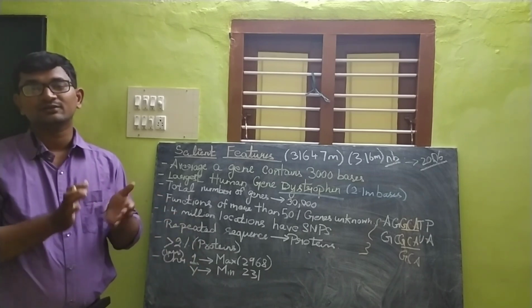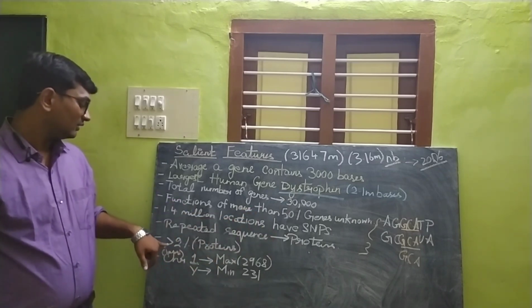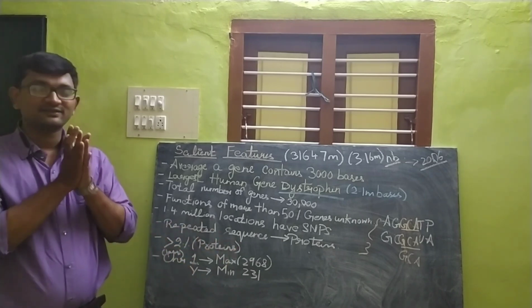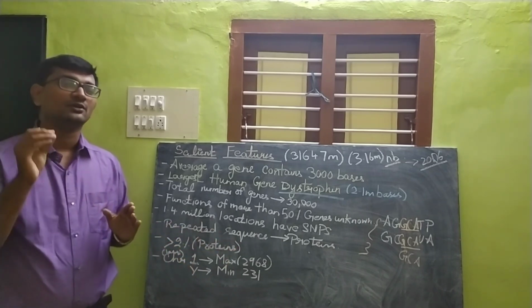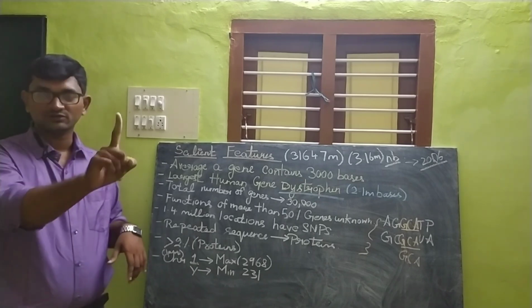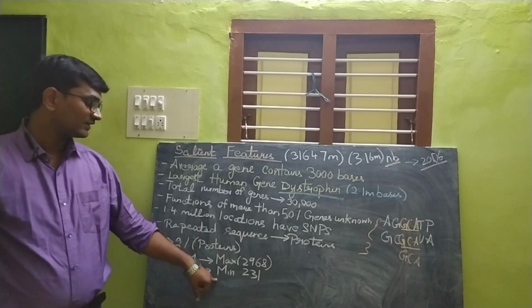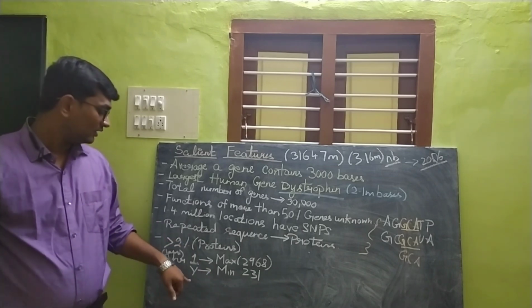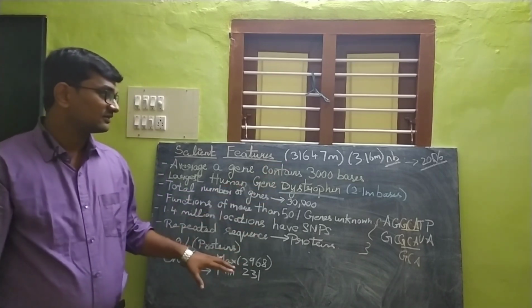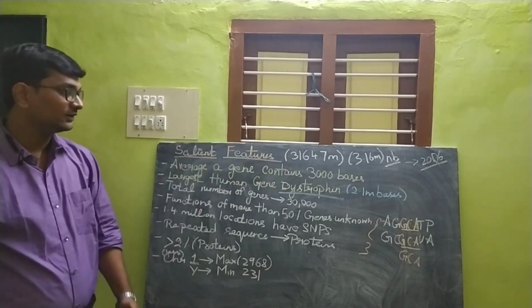So the repeated sequences of the Human Genome Project can be combined to form proteins. Less than 2% of the genes code for proteins. The maximum number of genes is contained in chromosome number 1. You can see there are 46 chromosomes. In chromosome 1, you can see the maximum number of genes, that is 2968, whereas the minimum number of genes is in the male Y chromosome, which has 231 genes. So this is about the salient features of the Human Genome Project, which was completed in the year 2006.